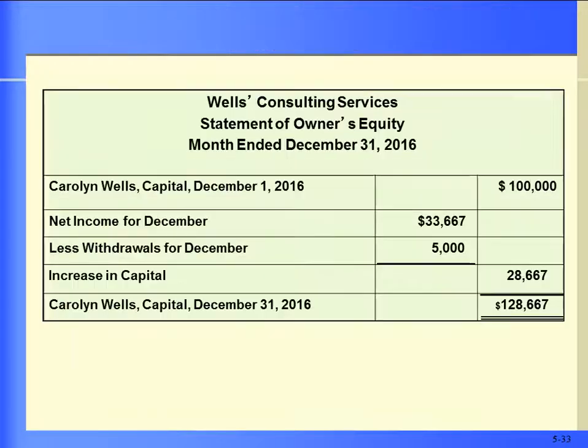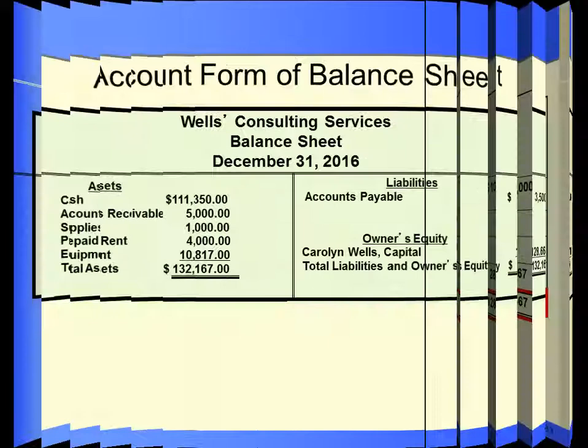The net income then goes to the statement of owner's equity. So here's the prior balance. We add the net income here. Let's not forget about our withdrawals. So we subtract those two, and it's an increase in capital. So the 28,667 plus the 100,000 equals your 128,667. So we now have the capital, and we can now make the balance sheet.